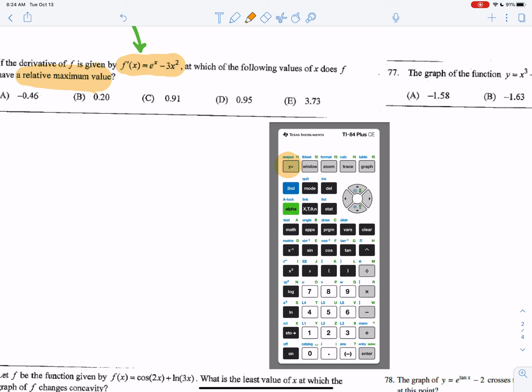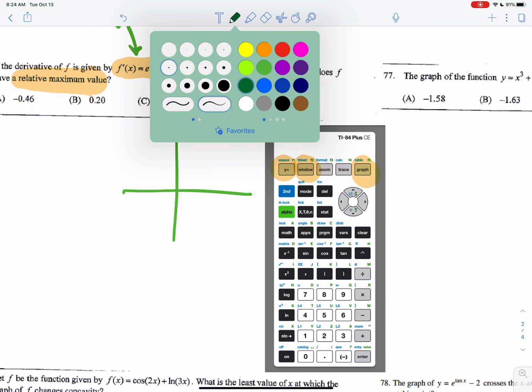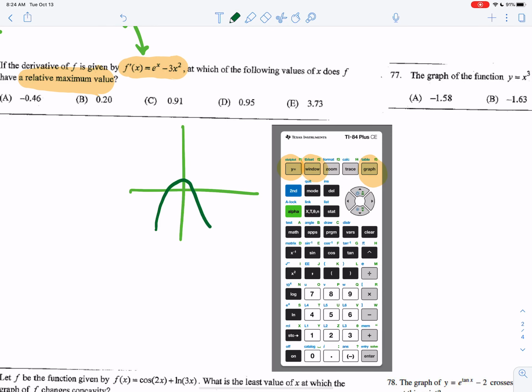Now, just a few things. If you click on window, which is the second button right here, you'll notice that the x min and max goes from negative 10 to positive 10. And the same thing with y min and y max. It goes from negative 10 to 10. This is your window that tells you how wide your graph is going to be. So you can go ahead and click on graph now. And just to make sure we're on the same page, you have something that looks like this, give or take.